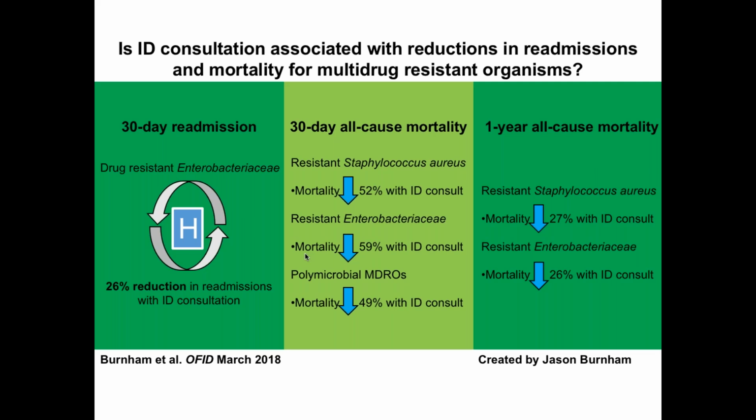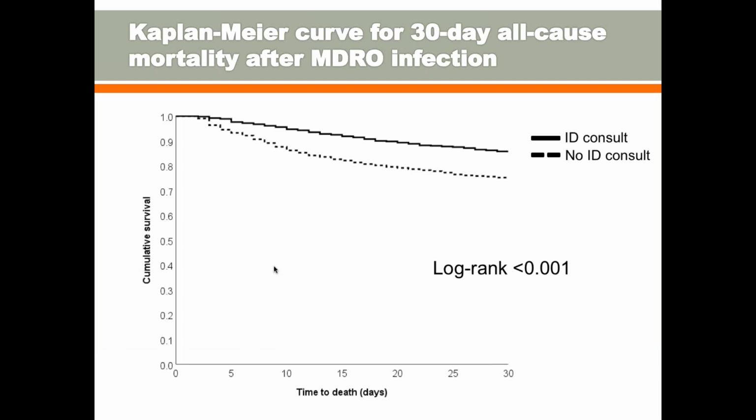We studied over 4,000 patients with a variety of drug-resistant infections, and the take-home message here is really that readmissions, mortality at 30 days and at 1 year was significantly reduced if those patients had an infectious disease physician see them while they're in the hospital, and this is controlling for all their other comorbidities and such. So it seems to be a true effect. Like I said, this has been replicated at other places as well. And this again is just showing you graphically that on the top here, the folks who had an infectious disease consult were much more likely to be alive at 30 days than those who did not.